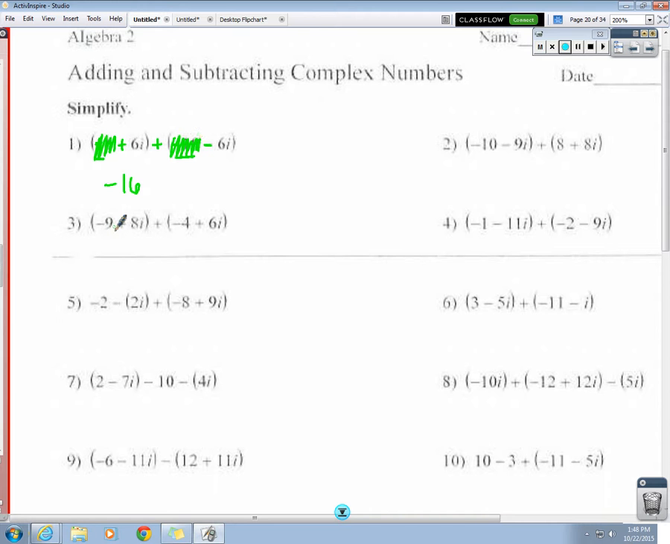Okay, number 3. We have a -9 plus 8i plus -4 plus 6i. So first we're going to combine those constants, which are what and what? Okay, when you add -9 plus -4, you get -13. Okay, so we're done combining the constants. Now we're going to combine the complex numbers, which are what and what? So we have 8i plus 6i, which is positive 14i. And then that's the answer. Yep. Okay, so now let's look at number 5.